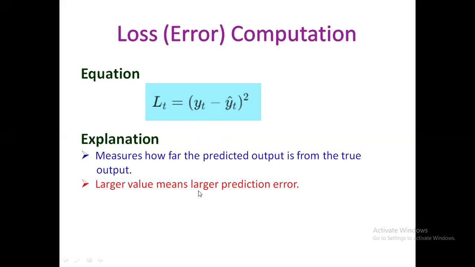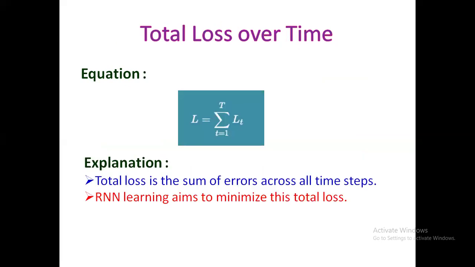The example for this case is, after solving a mathematical problem, you compare your answer with the answer in the textbook. If your answer is very different, you know that you made a big mistake. If it is close, the mistake is small. Loss works exactly like this. It tells the RNN how wrong its answer is.